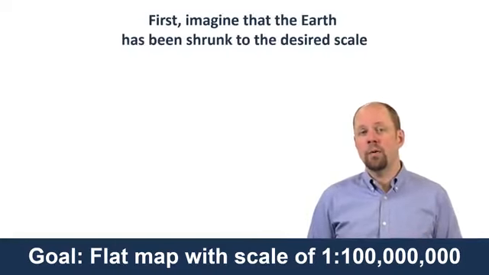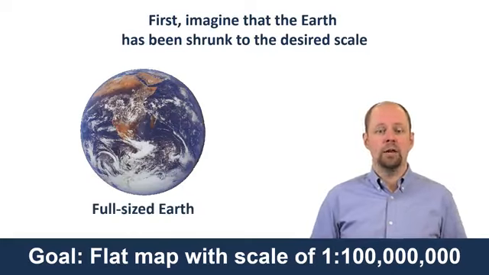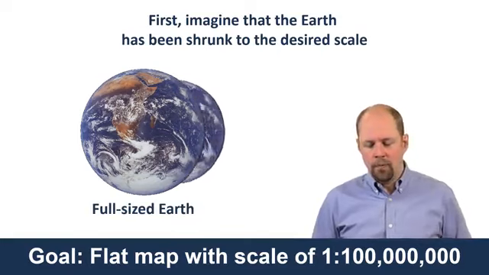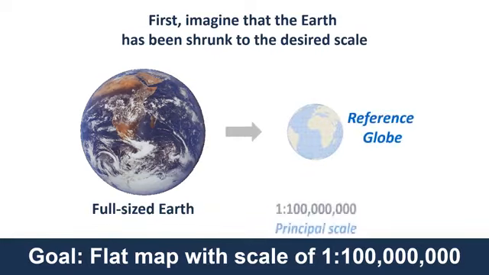So first, imagine that we're going to take the full-size Earth and we're going to shrink it down to the scale of the map that we want to make. So here's our full-sized Earth. I'm going to shrink that down. So then imagine that it's still a three-dimensional Earth. Think of it as just a globe you buy in a shop, but that has been sized to the same map scale that I want my finished map to look like. So we still have a three-dimensional version of the Earth. And this is referred to as a reference globe.